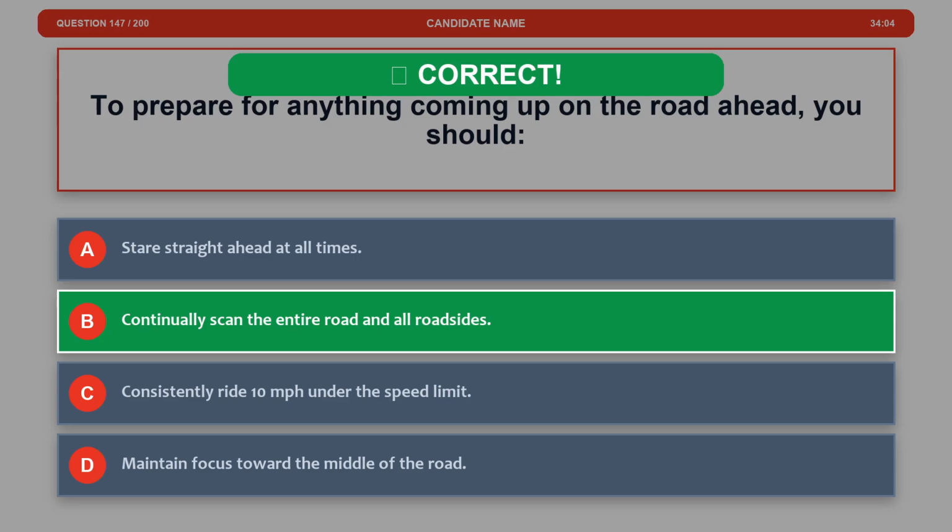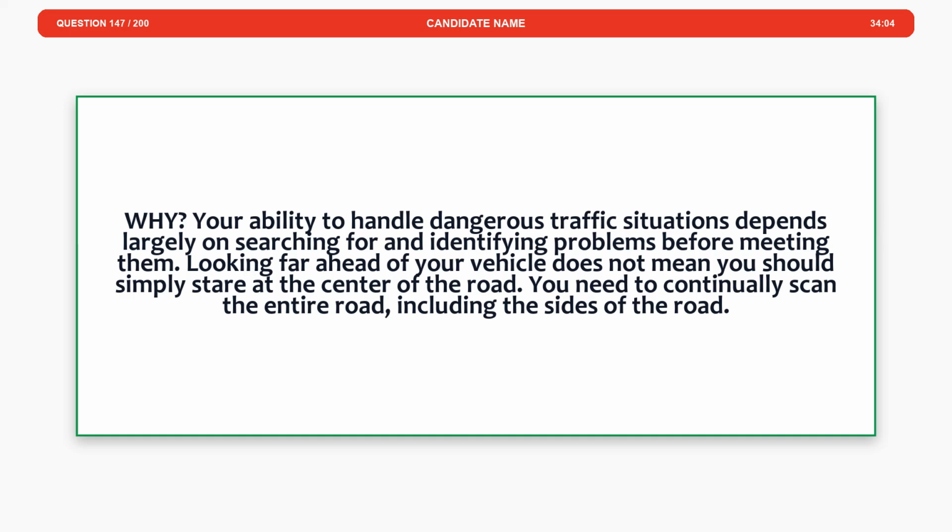The correct answer is option B. Continually scan the entire road and all roadsides. Explanation. Your ability to handle dangerous traffic situations depends largely on searching for and identifying problems before meeting them. Looking far ahead of your vehicle does not mean you should simply steer at the center of the road. You need to continually scan the entire road, including the sides of the road.